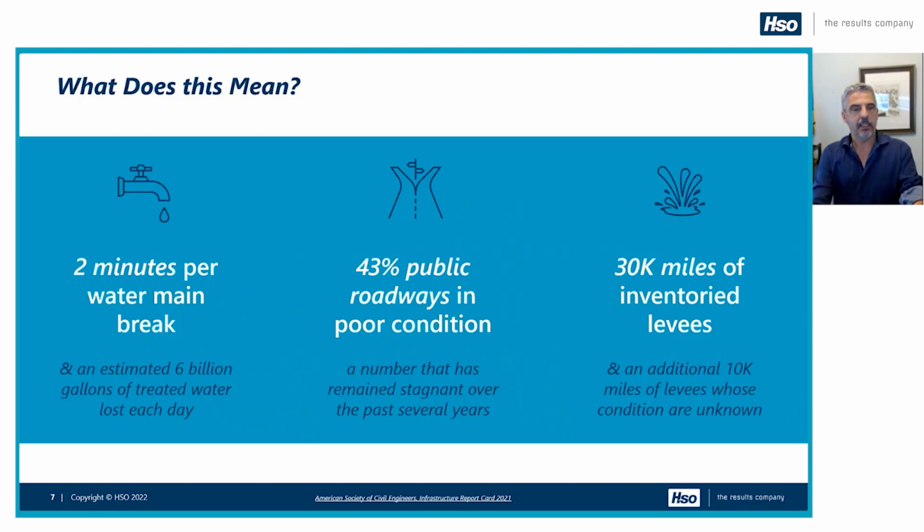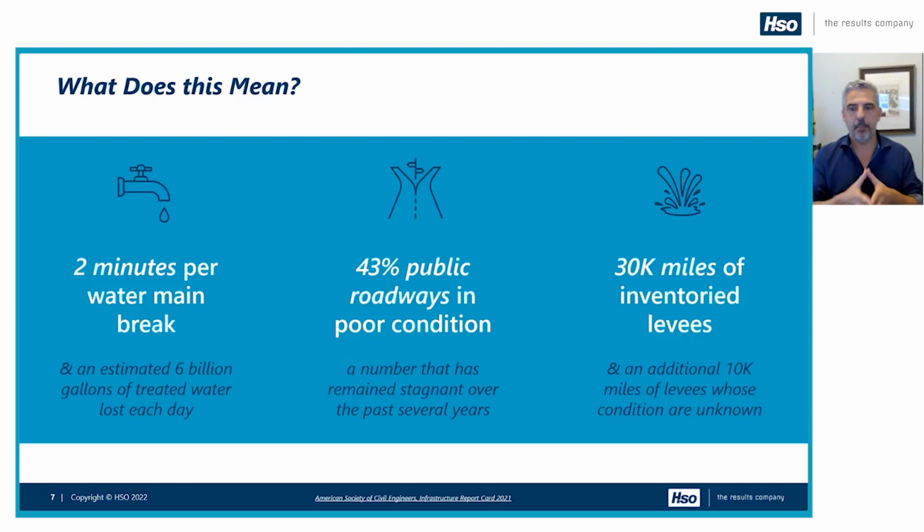There are some interesting stats that, when I started reading through this, were very overwhelming. One: every 2 minutes there is a water main break, which causes about 6 billion gallons of treated water lost on a daily basis. 43% of our roadways are in conditions that are creating traffic, which obviously creates a challenge in pollution and other areas. And about 30,000 miles of levee systems are in questionable condition due to insufficient or untimely inspections. So as you think about this, it's creating a fairly bleak picture of where we are today.